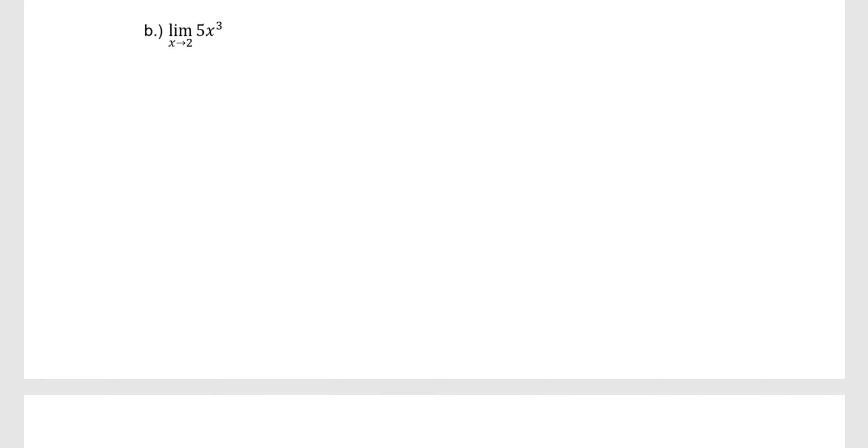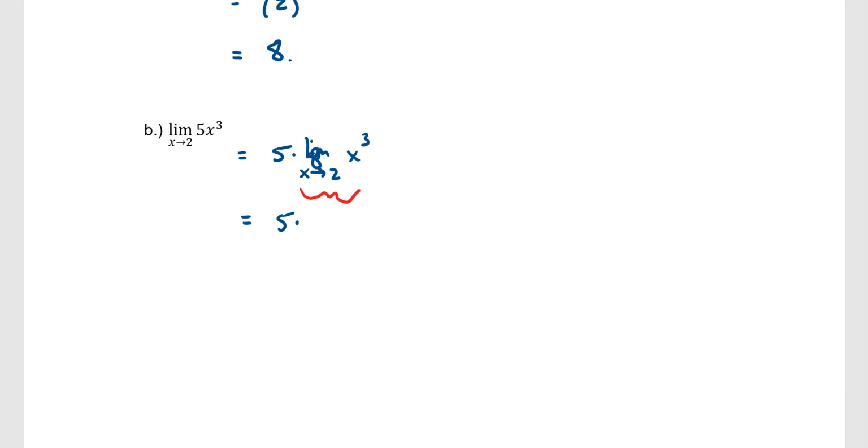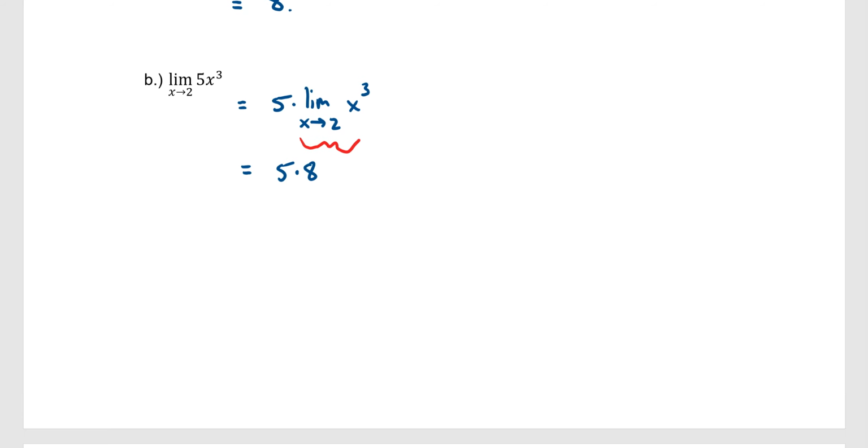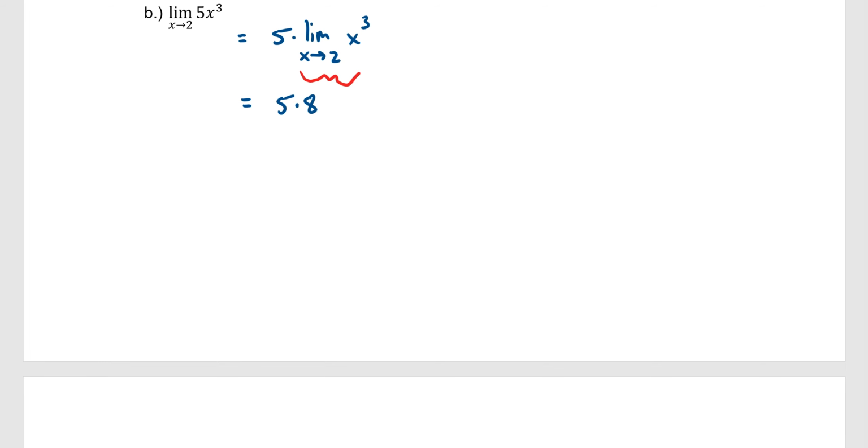We want the limit of 5x cubed as x approaches 2. So this is going to start with that constant rule. 5 is the constant. We can bring that out front and do the limit as x approaches 2 of x cubed. We actually just did this portion, right? We just did the limit of x cubed. So this is going to be 5 times 8, because we just got 8 in this previous answer up here. So our answer is just 5 times 8, and we get 40.